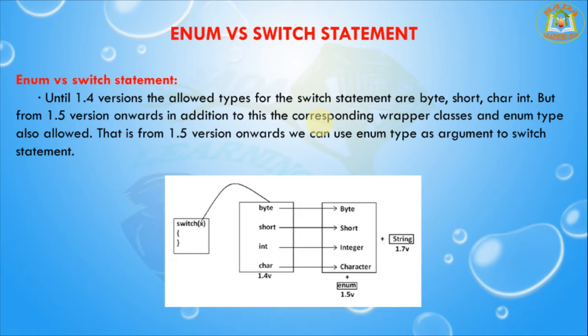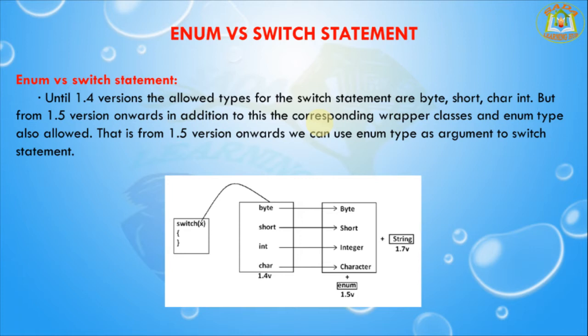Today's session we are going to learn enum versus switch statement. Until 1.4 version, the allowed types of the switch statement are byte, short, char, int. But from 1.5 version onwards, in addition to this, the corresponding wrapper classes and the enum types are also allowed. That is from 1.5 version onwards, we can use enum type as an argument to the switch statement.